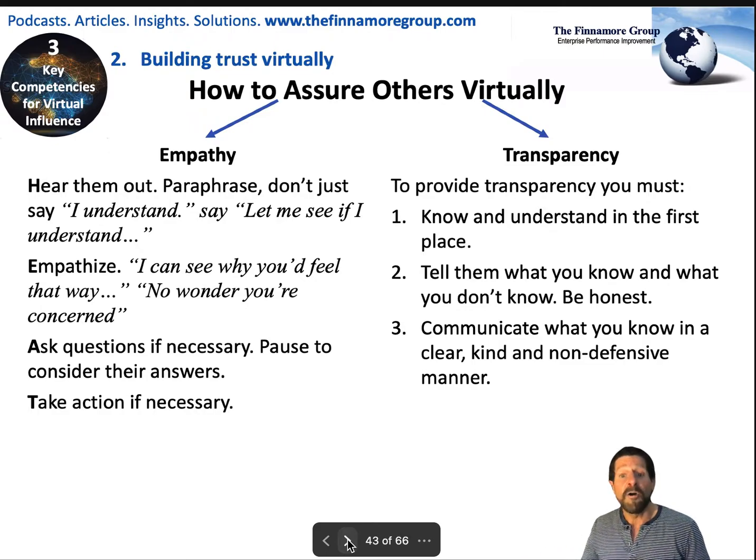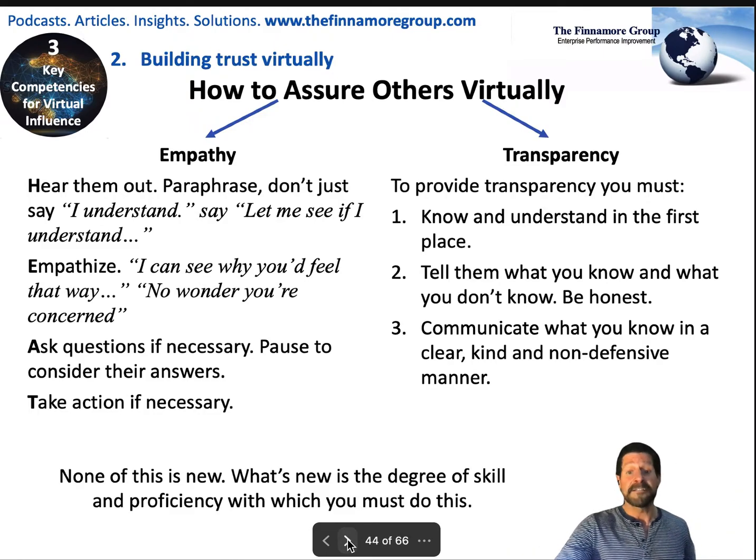And then tell them what you know and what you don't know, and be honest and tell them what you're going to do. And this is key. Communicate what you know in a clear and kind and non-defensive manner. You can use humor sometimes, that's fine, but always clear and kind and non-defensive. Well, that's not our fault. Well, that's not our problem. Be careful of that.